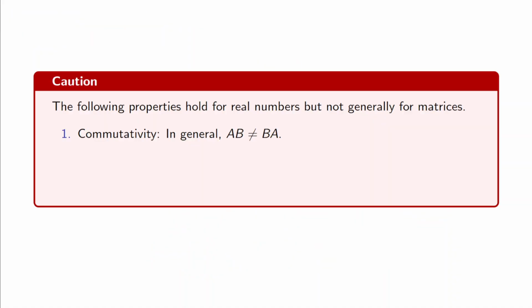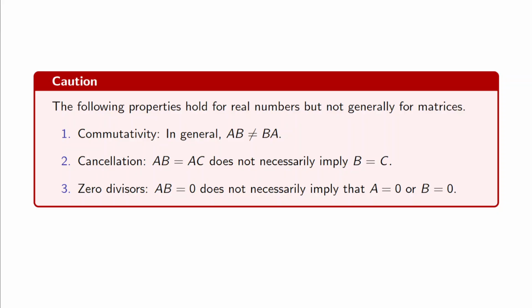Summarizing some of the things we saw in this video, just to caution you that even though the following properties hold for real numbers, they do not generally hold for matrices. Commutativity: in general, A times B does not equal B times A. Cancellation: if AB equals AC, that does not necessarily imply that B equals C. And zero divisors: if A times B equals the appropriately sized zero matrix, this does not necessarily imply that A or B are the zero matrix.